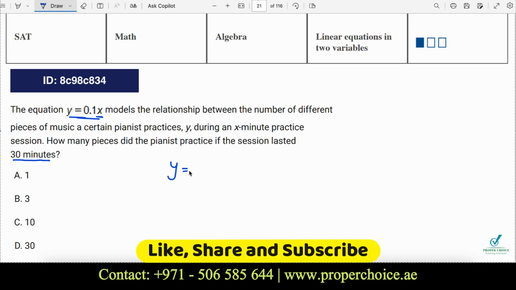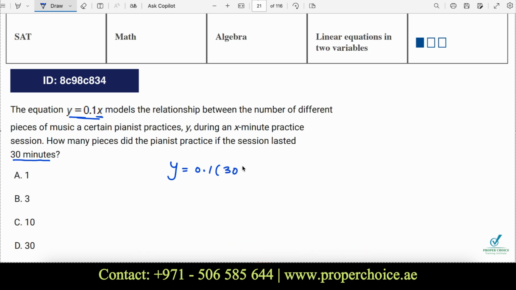You simply need to replace x with 30. 0.1 times 30, what are you going to get? Which is equal to 3. So in 30 minutes a pianist can practice 3 different types of music. So we go with option B.